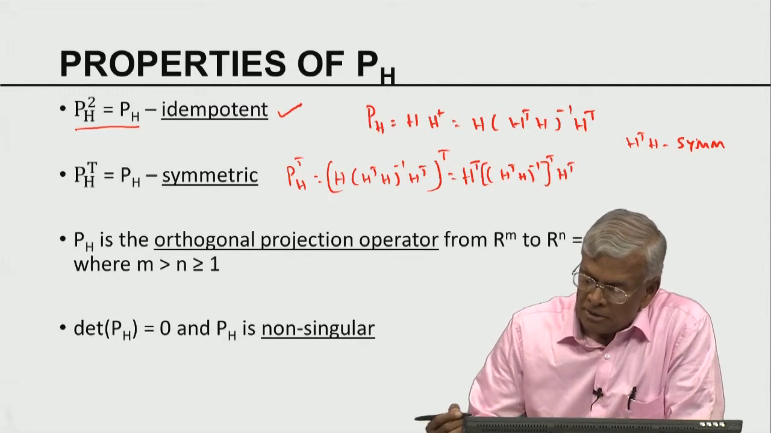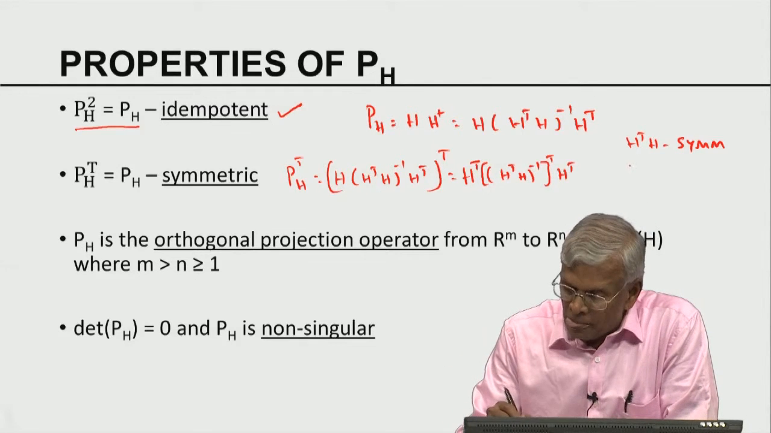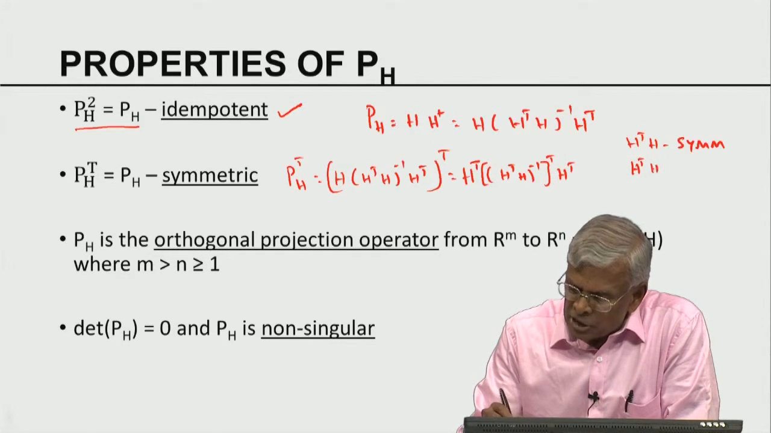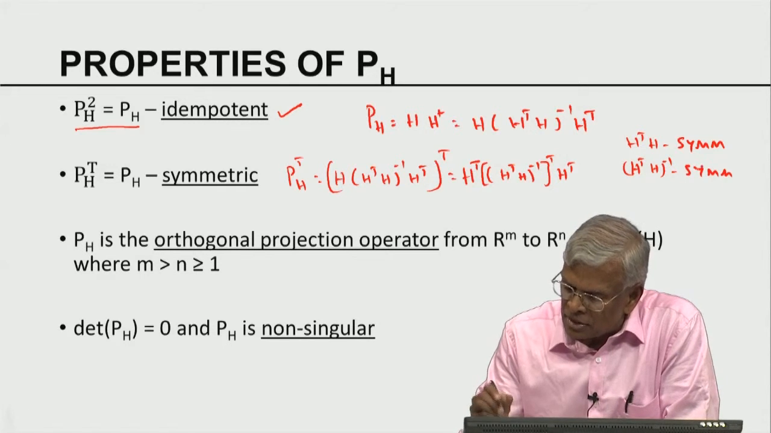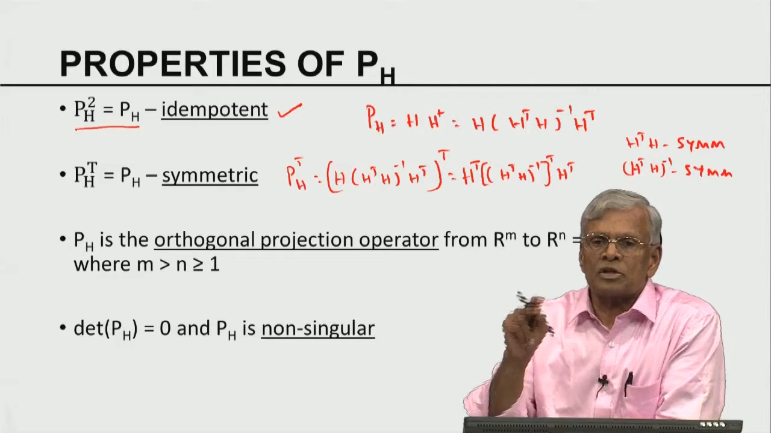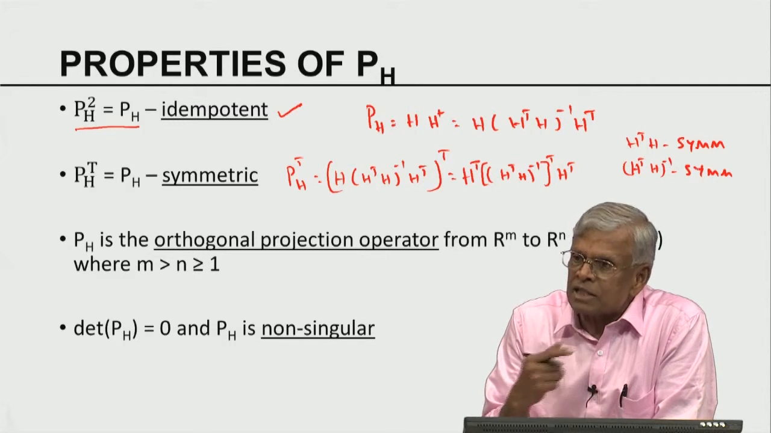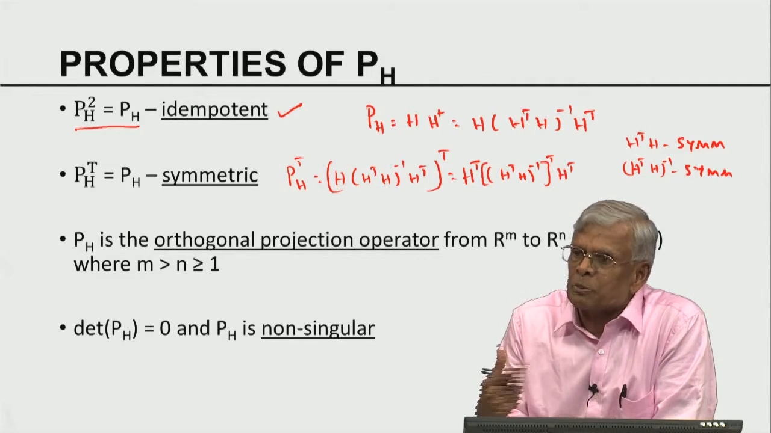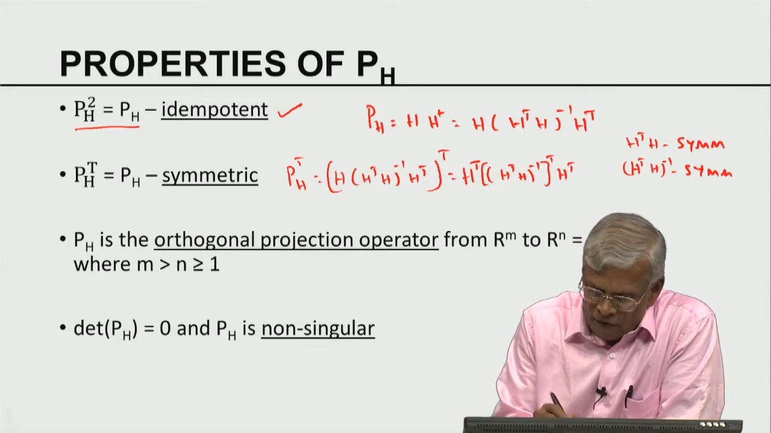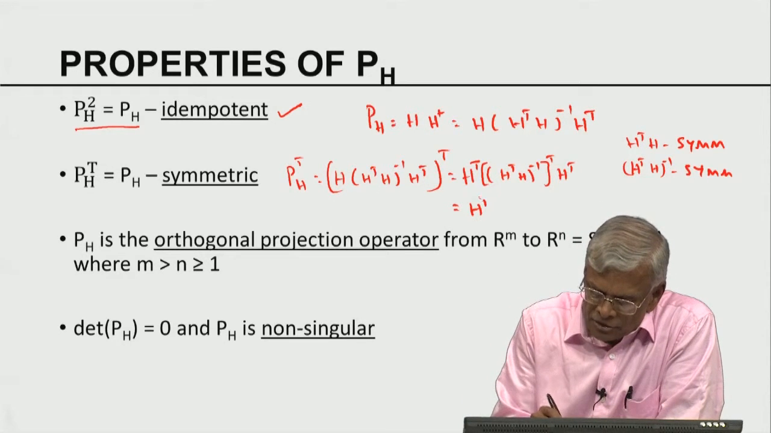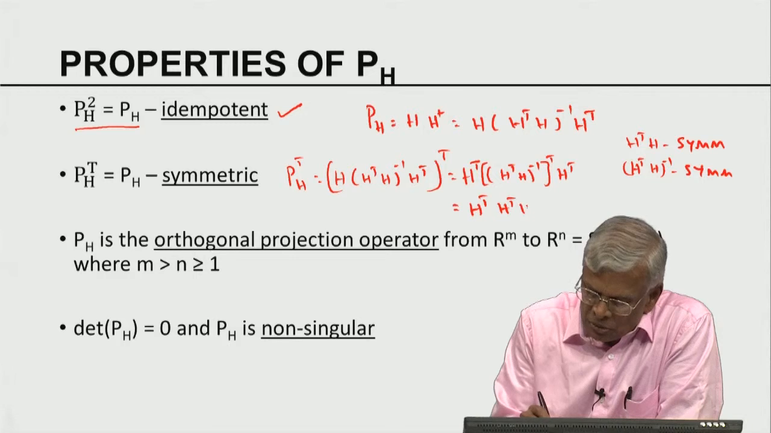If H is a Gramian, it's a symmetric matrix. H transpose inverse is also symmetric. There is a general theorem that says that the inverse of a symmetric matrix is also symmetric. If the inverse of a symmetric matrix is symmetric, its transpose is equal to itself. Therefore, this is equal to H transpose H inverse.